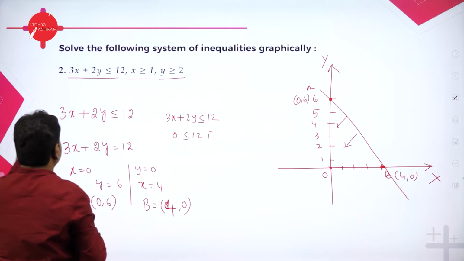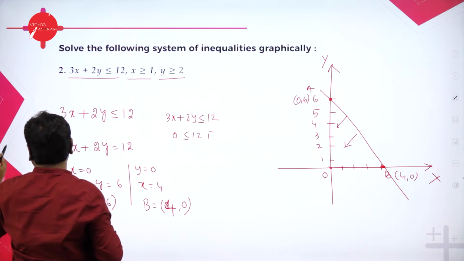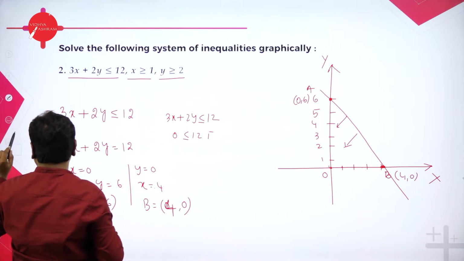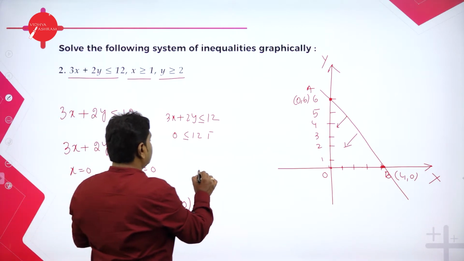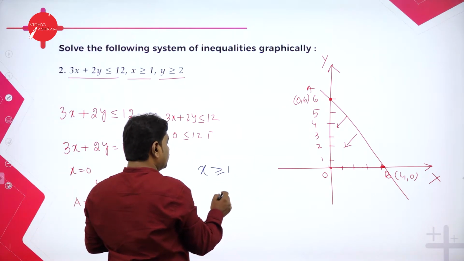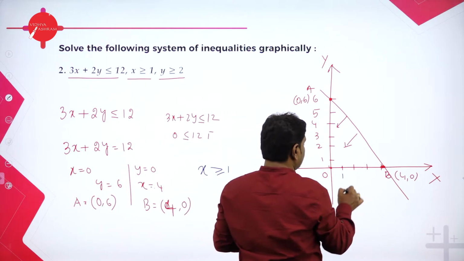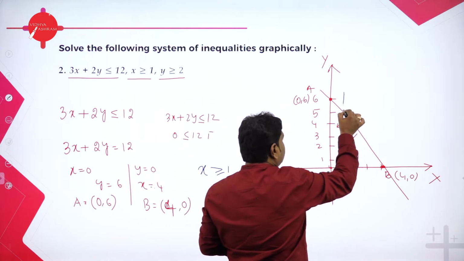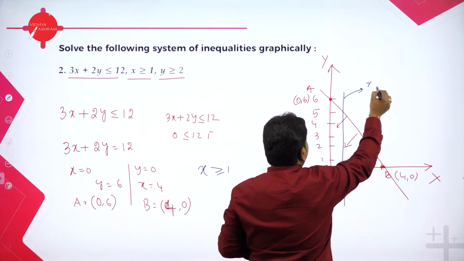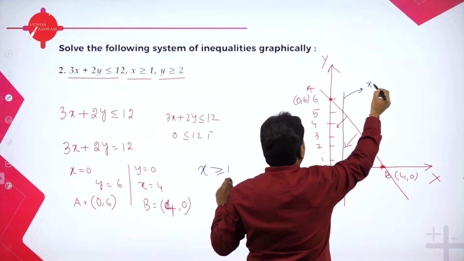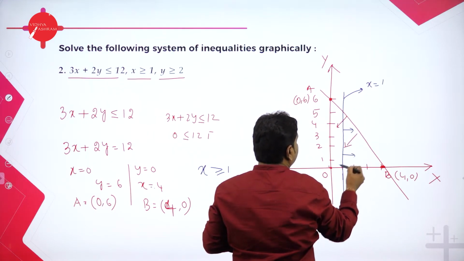Then the second line. What is the second line? x greater than or equal to 1. It means x is equal to 1 on the x axis at 1. Draw a line parallel to the y axis. This line is x = 1. Greater than 1 means I should shade towards the right. Shading should be towards the right.